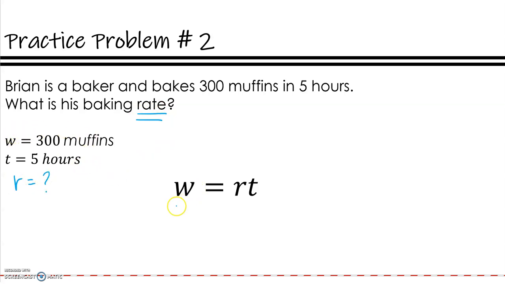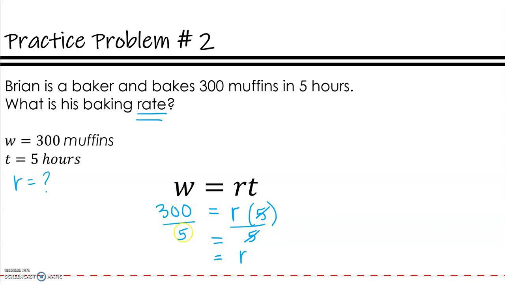So I know that the work that was done was 300 muffins. I don't know what the rate is, but I do know that it took 5 hours. So some number times 5 is going to give me 300. And remember that we learned to solve multiplication equations like this. We can undo that or solve with the opposite operation. So I'm actually going to divide both sides by 5. That gets my rate by itself.